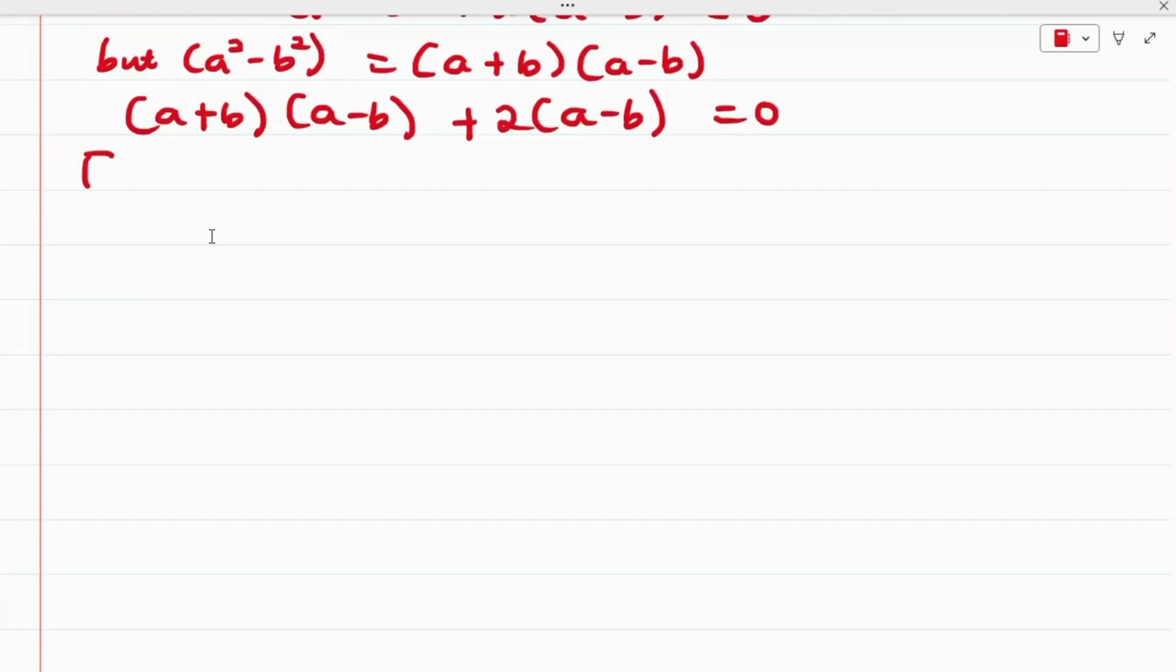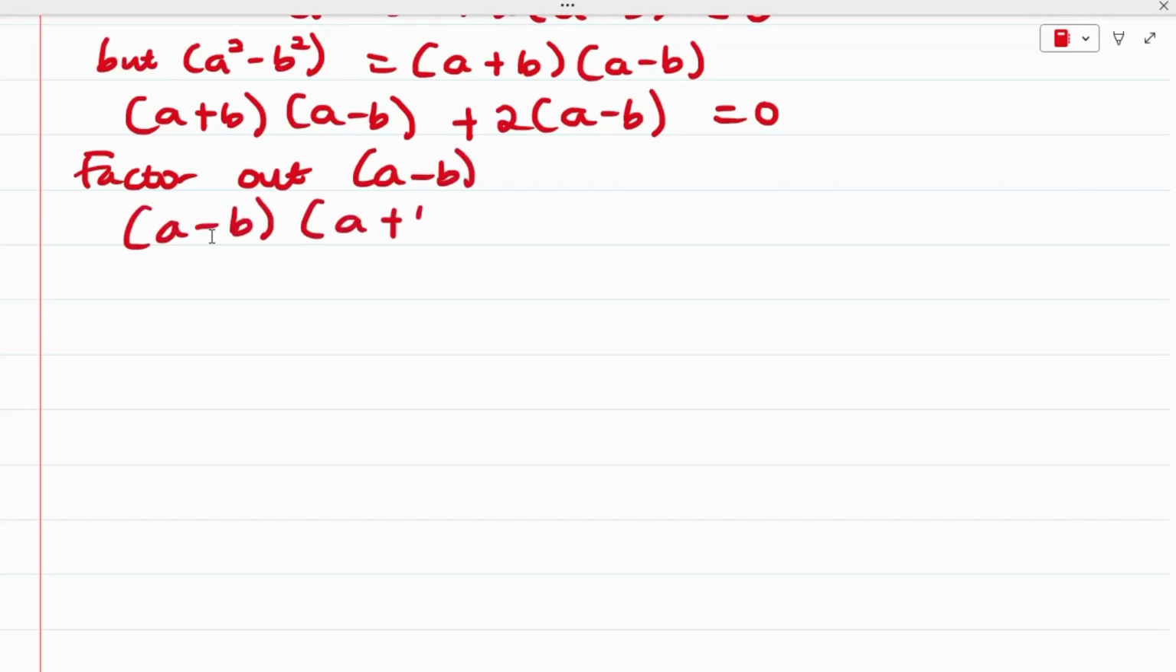So at this point, we want to simply factor out the common term, and looking at this expression, we have a minus b as the common term. So if we factor out a minus b, we're going to have (a minus b) times (a plus b plus 2), and this is equal to 0.